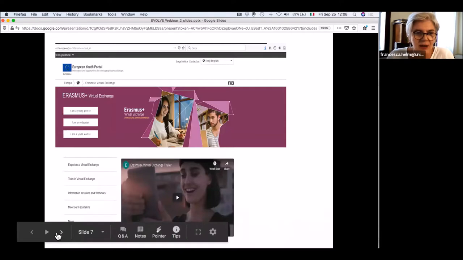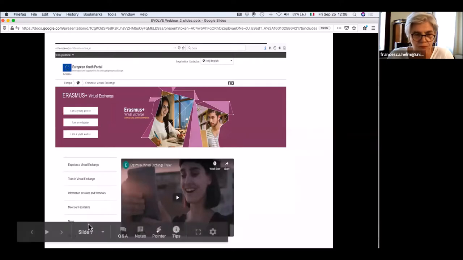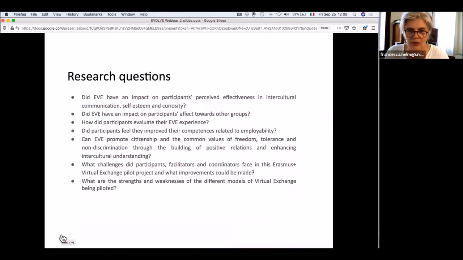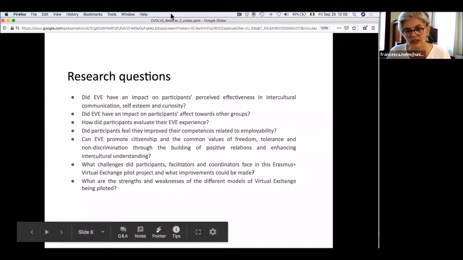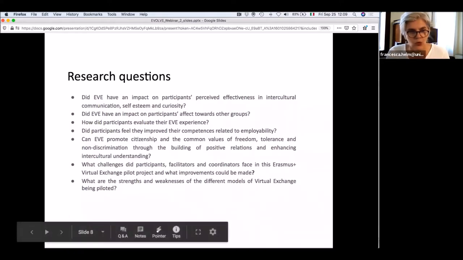This is the hub where the Erasmus Virtual Exchange is promoted by the Commission. And I'm going to focus on the research questions, so I won't describe the various activities, just that there are several models of virtual exchange. There was the teacher-to-teacher virtual exchange, and also large group facilitator-led virtual exchange. But the research questions regarded all of the activities.